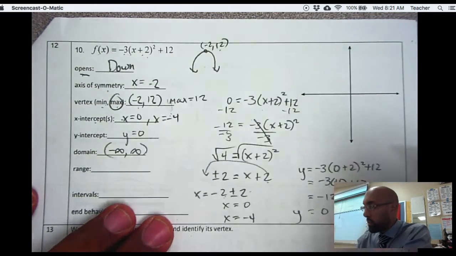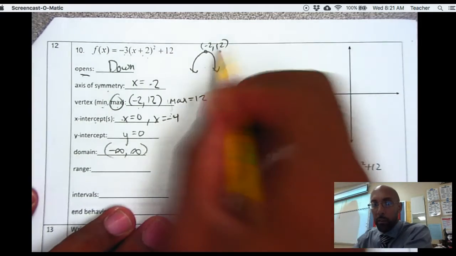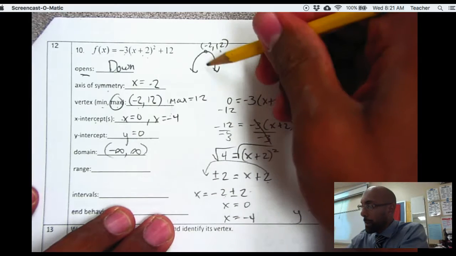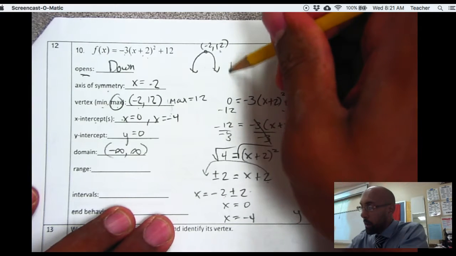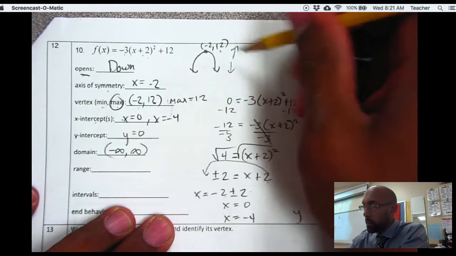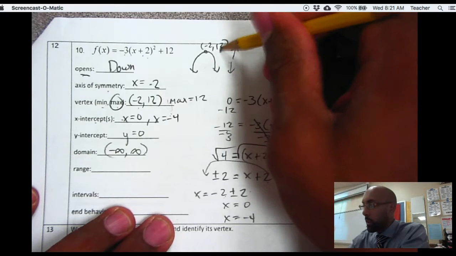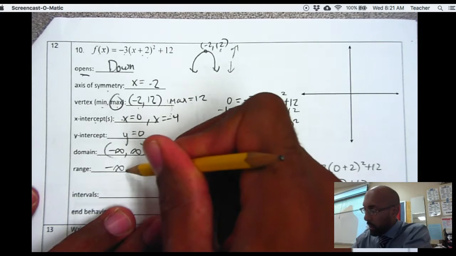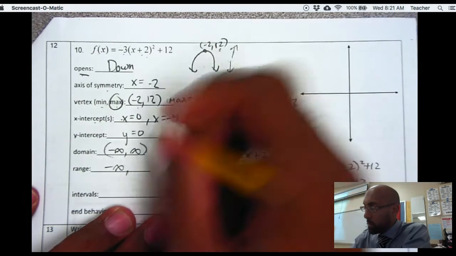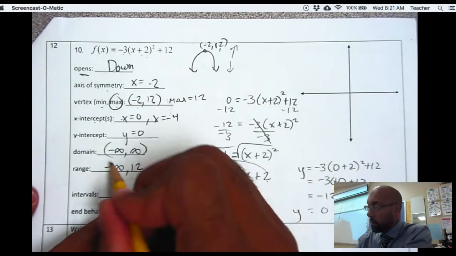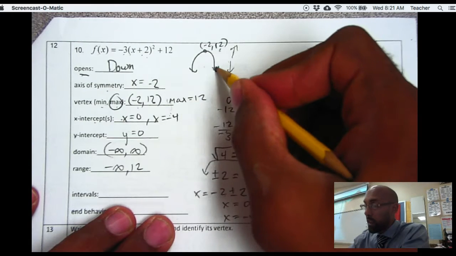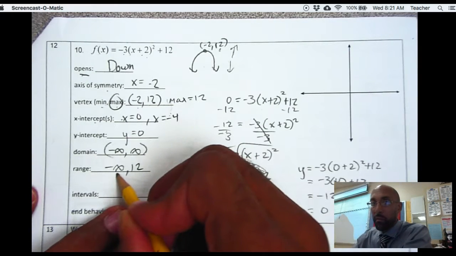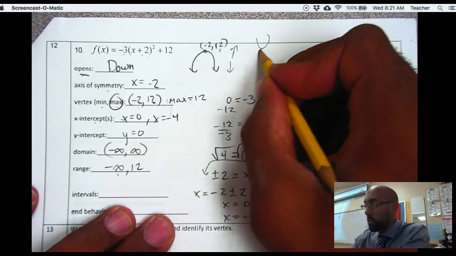Now the range, again, is determined by the y value. Remember, we always start from the bottom going up. So we're not going to put 12 first, because first going down, it's going to negative infinity, and then it goes up and stops at 12. For a graph that goes down, you start with infinity first. If it's going up, that's when you start with the number first.